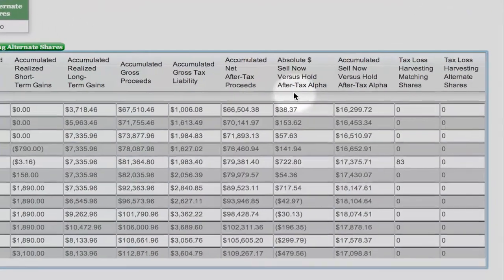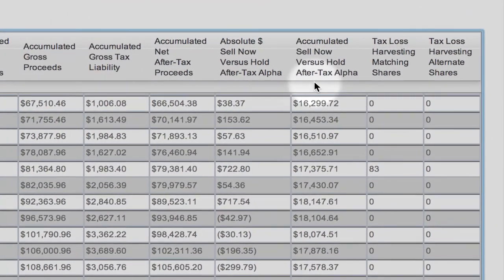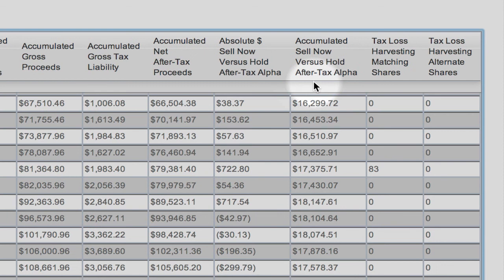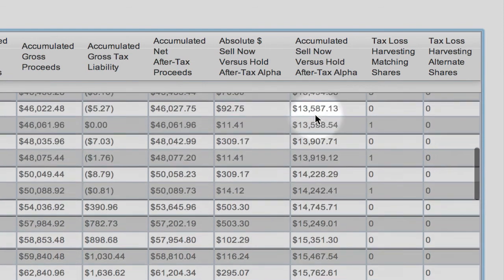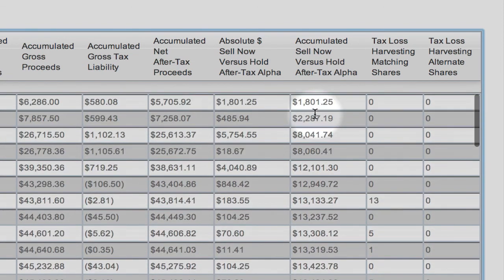The next column is the accumulated sell now versus hold after tax alpha. It is the value of the absolute sell now versus hold after tax alpha of the subject tax lot identified in the optimization ranking, plus that of all such values of those tax lots ranked higher in the optimization process.